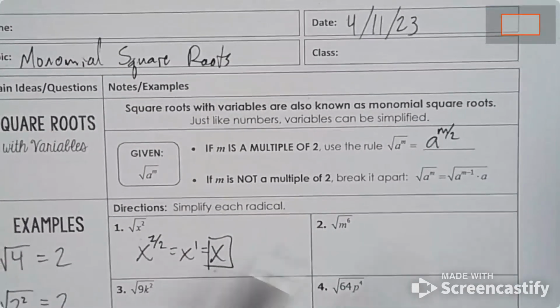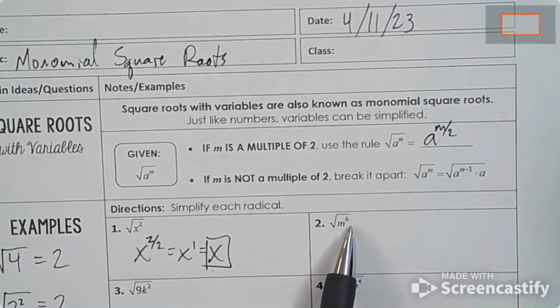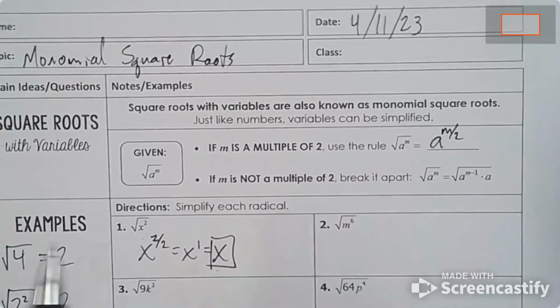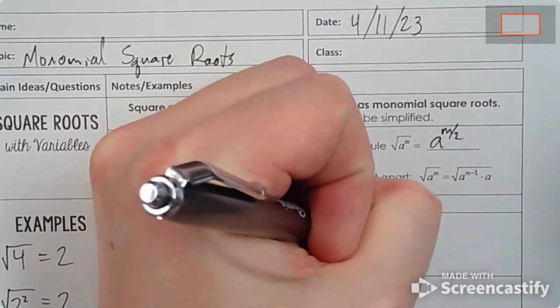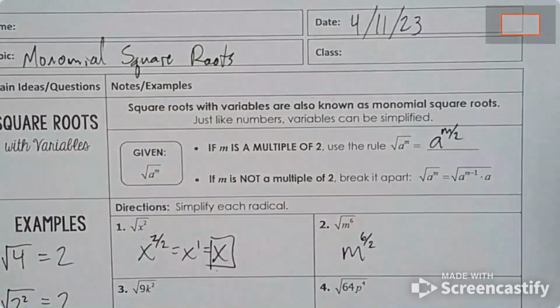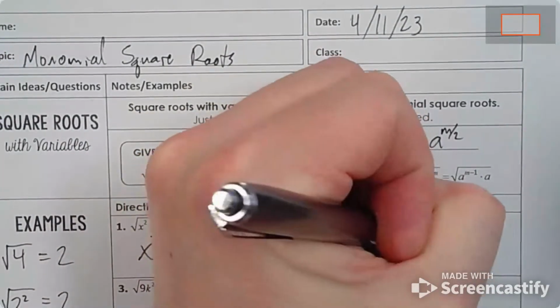So if you square root x squared, once again, you end up with x. Let's try this next one. M to the power of 6. Is 6 a multiple of 2, or is 6 divisible by 2? Yeah. So we would have m to the 6 divided by 2 power. What's 6 divided by 2? 3. So we get m to the power of 3.